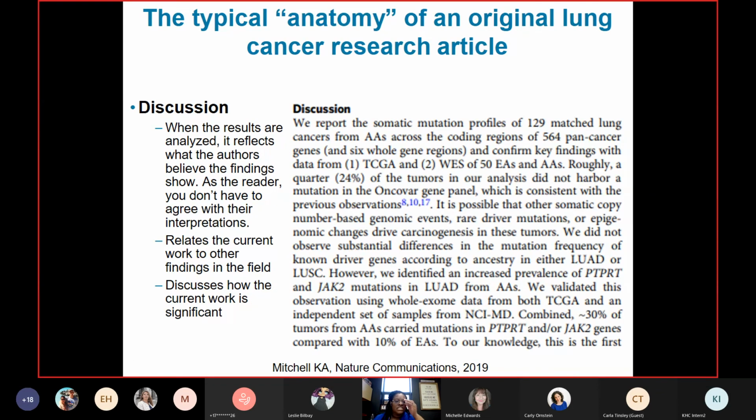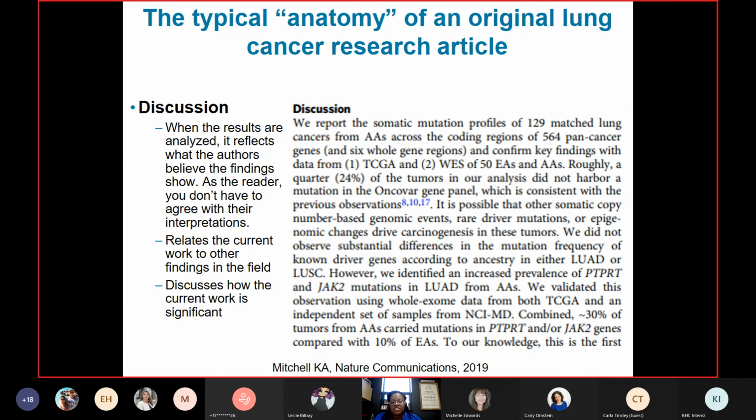And then there's the discussion. When the results are analyzed, it reflects what the authors think are the key findings. Right? But it's really important to keep in mind that you as the reader don't have to always agree with the interpretation of the authors of the original study. A lot of times they see things from one perspective, and as the reader, you may not come to that same conclusion.